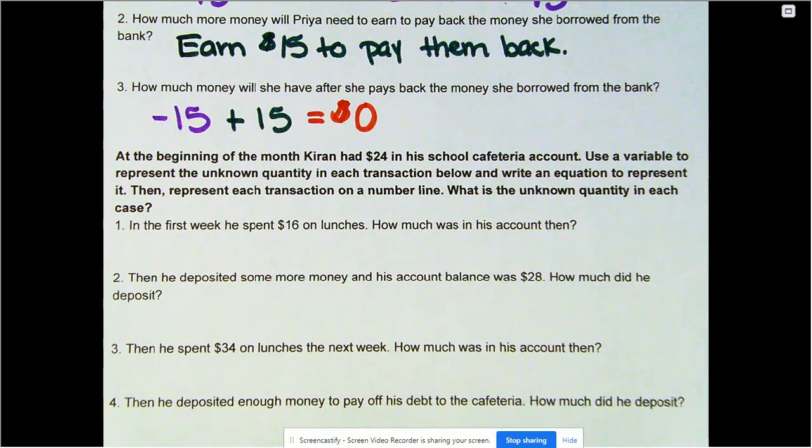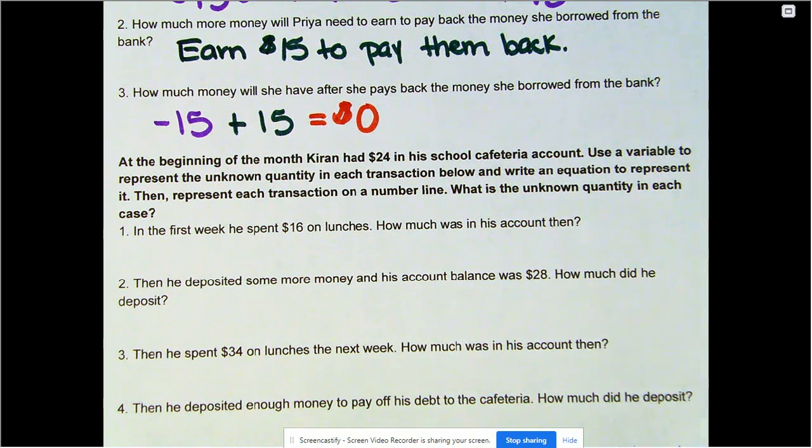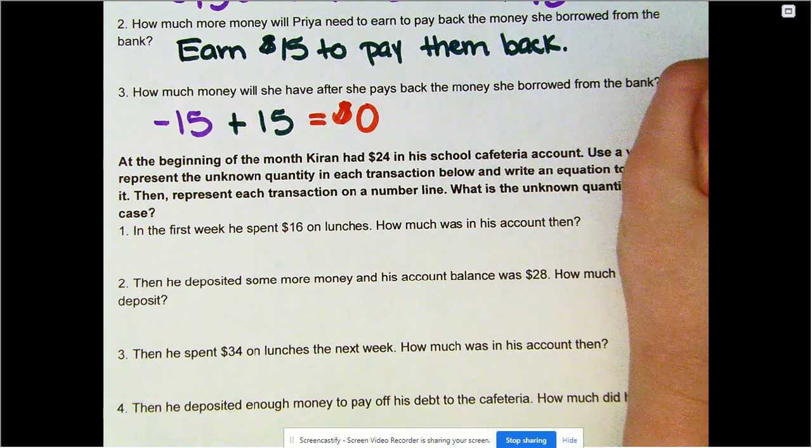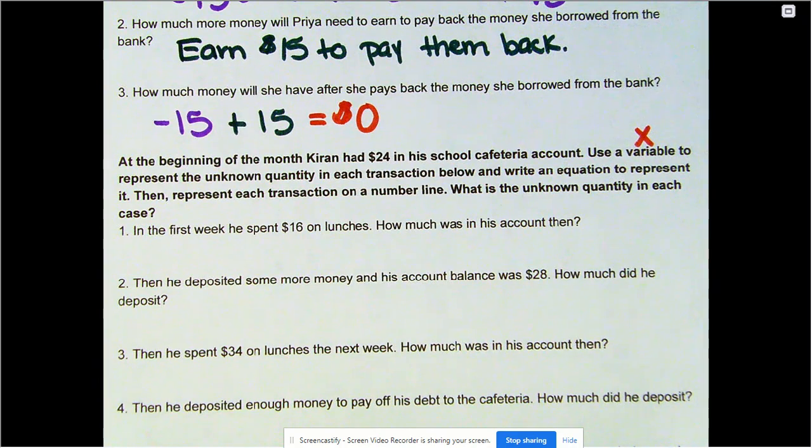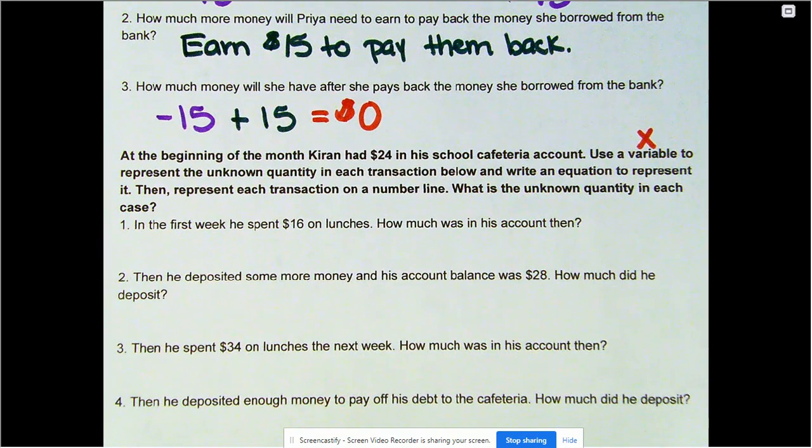Used a variable. A variable is a letter. I'm going to use X because that's the variable mathematicians love to use. We're going to use X as a variable to represent the unknown quantity in each transaction below, and write an equation to represent it. Then represent each transaction on a number line. What is the unknown quantity in each case?